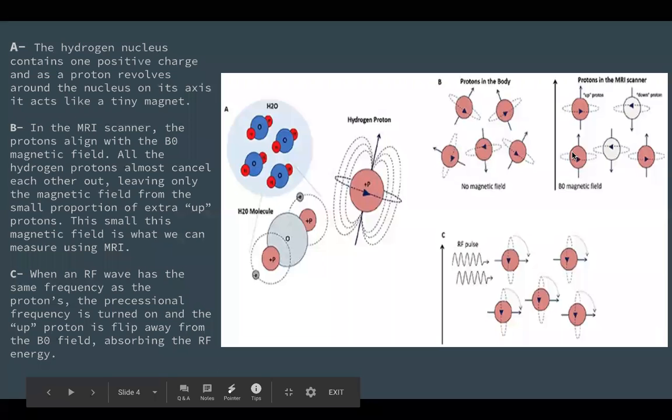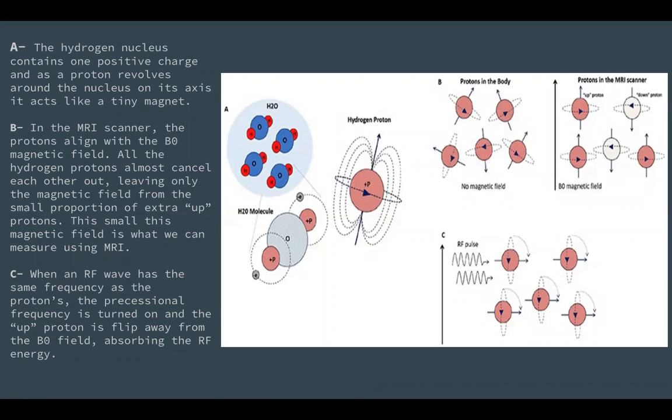Like the Earth spinning on its axis with a north and south magnetic pole, each spinning proton is like a tiny magnet that spins around on its own axis. The spinning motion is known as precession. At any moment in time, all billions of hydrogen protons in our body are in random positions and spinning on their axes. The hydrogen nucleus contains one positive charge, and as a proton revolves around the nucleus on its axis, it acts like a tiny magnet.